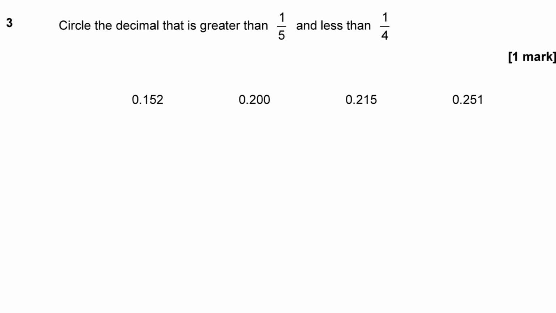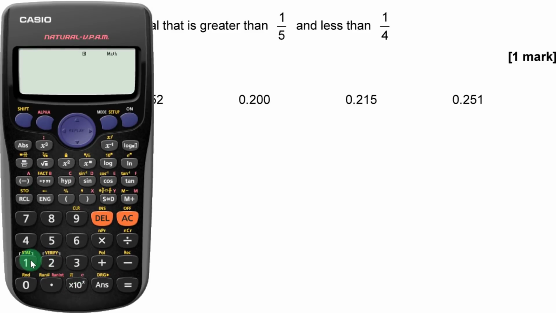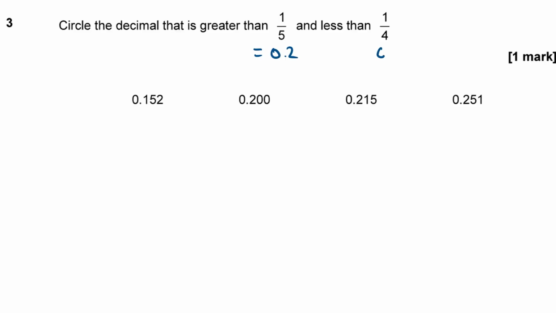Question 3. Circle the decimal that is greater than 1/5 and less than 1/4. Okay, now hopefully you know how to convert these common fractions into decimals. If you don't, you can just simply type 1 divided by 5 equals into your calculator and then display that as a decimal. You should find out that this one is 0.2 and a quarter, doing the same way, if you don't remember it, is 0.25.